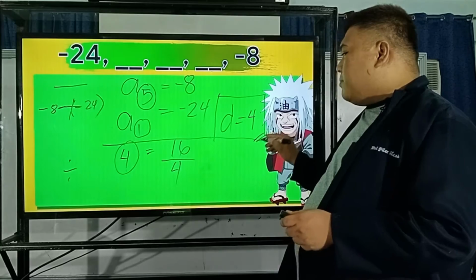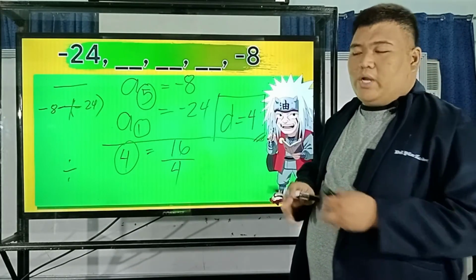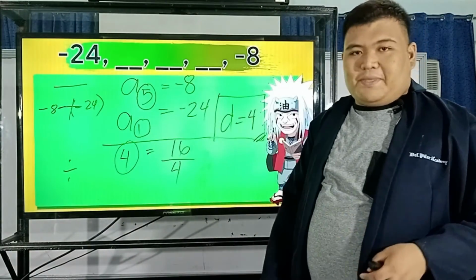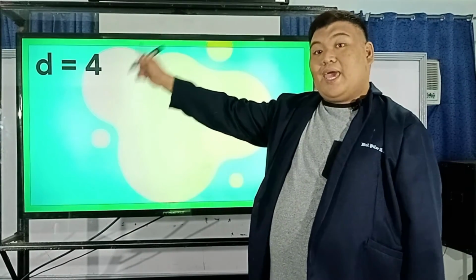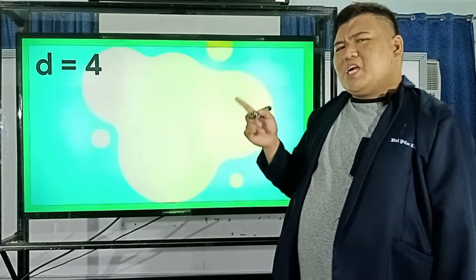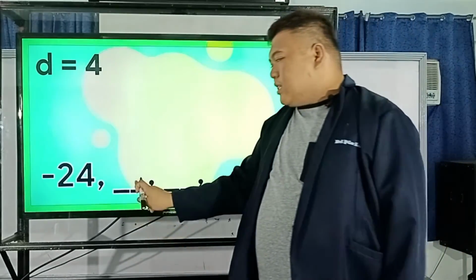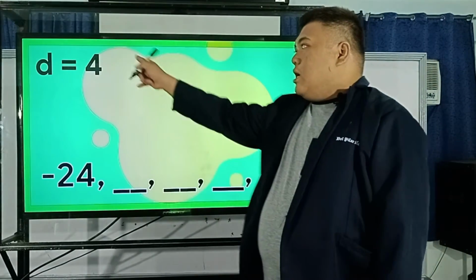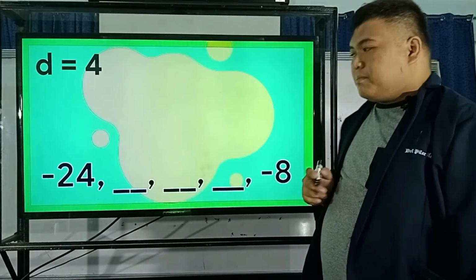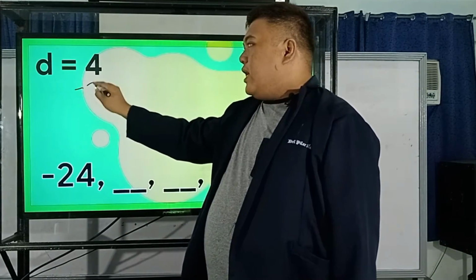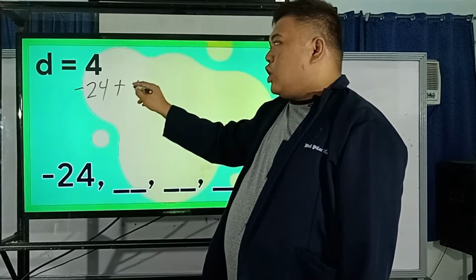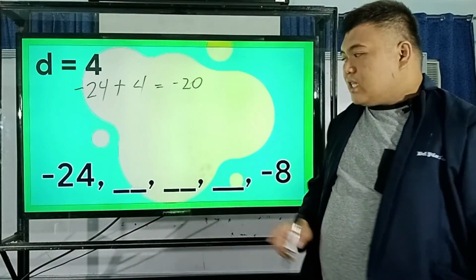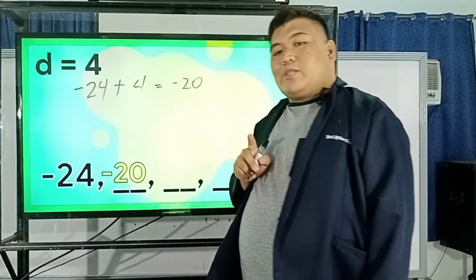Now again, we have the common difference na 4. Ano ang gagawin kay 4? Katulad kanina, i-add natin si 4 mula kay first term ng arithmetic sequence. So the common difference is positive 4. Ano yung gagawin natin kay positive 4 para makuha natin yung tatlong missing terms ng arithmetic sequence? So we will add positive 4 first to the first term of the sequence. So we will have negative 24 plus the common difference na 4, that is equal to negative 20. So therefore, negative 20 is the second term of the sequence.